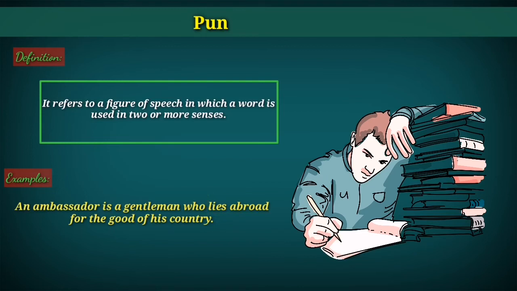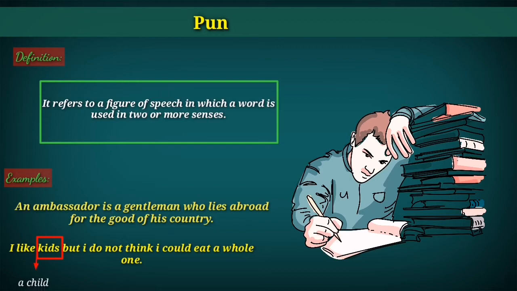The second example is, I like kids, but I do not think I could eat a whole one. Here in this sentence, look at the word kids. It has two meanings. One is a child, and the second is a baby goat. So the meaning of this is humorous, because one meaning of it is, I like children, but I don't think I could eat a whole one. And the second meaning is, I like baby goats, but I don't think I could eat a whole one. So this is the example of pun.